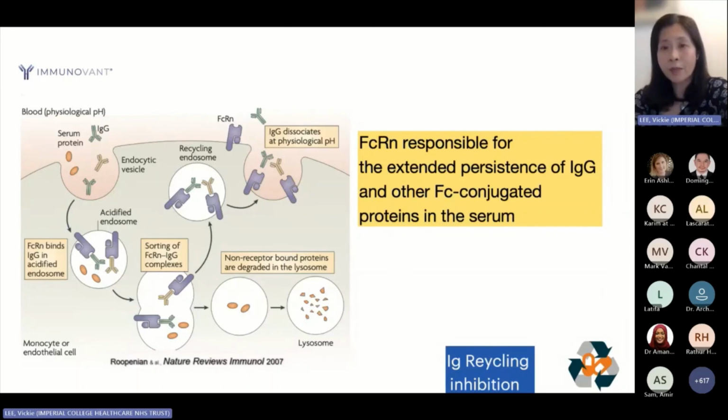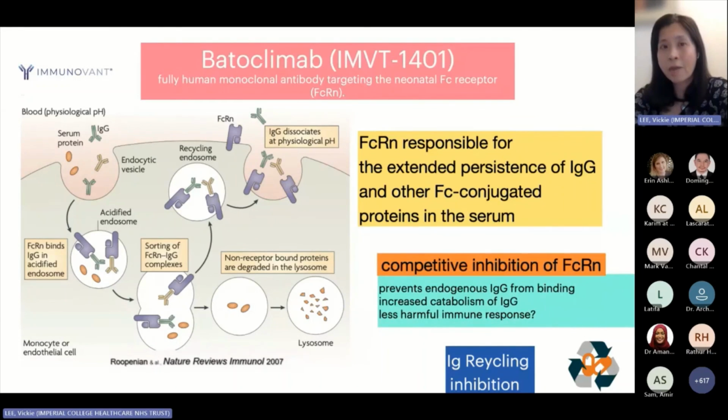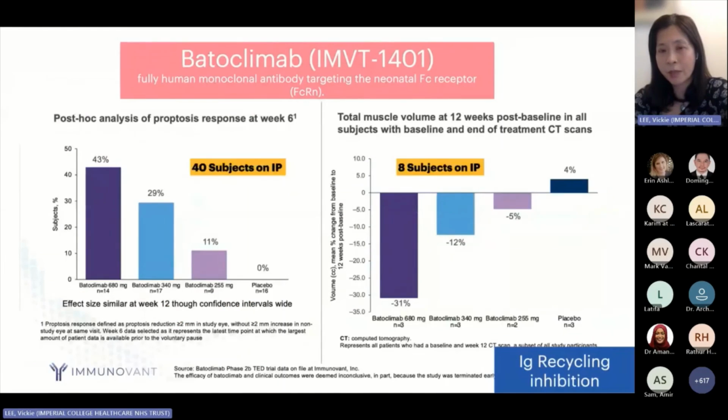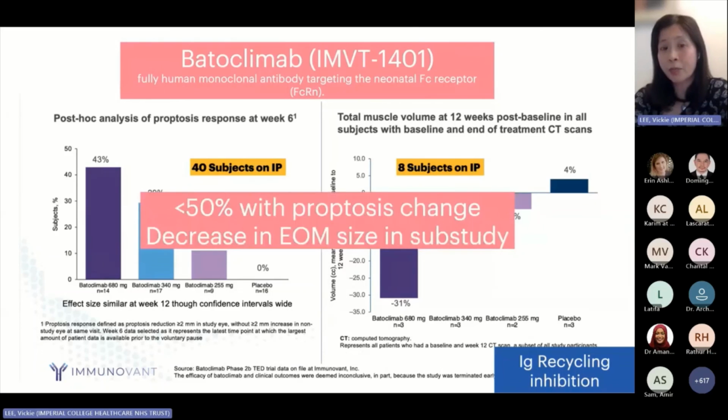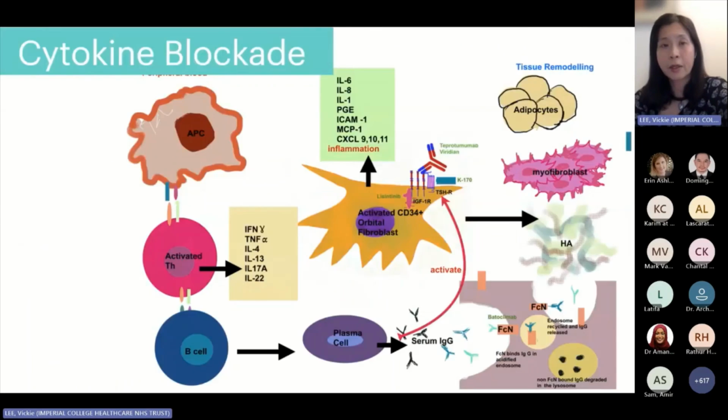However, the FcRn receptor also exists in adulthood to prolong the longevity of many immunoglobulins. So interrupting this process means that we have fewer immunoglobulins around, and batoclimab is a complete inhibitor of the FcRn receptor. And this was the finding on a phase 2 trial. It had less than 50% proptosis change. However, they found that the muscles may have decreased slightly in an MRI study. However, the trial had to be halted because of concerns about hypercholesterolemia, and there have been no updates since.